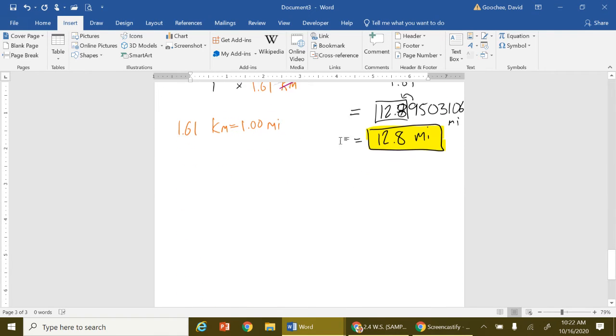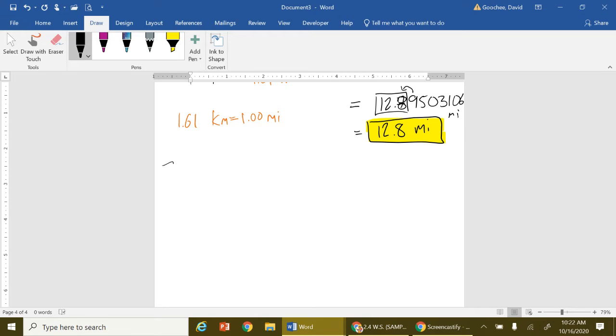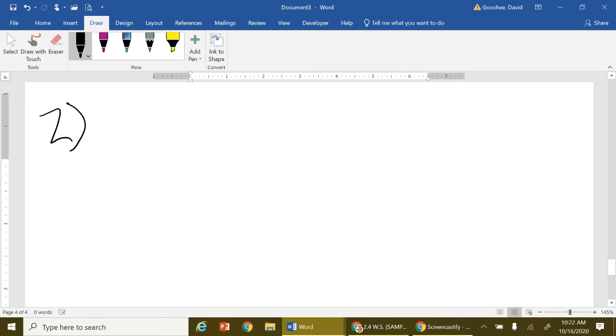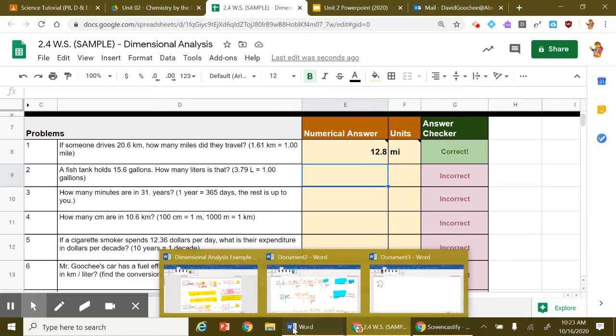Okay. So, let's do number 2 now. Once again, problem number 2 on my sheet, at least, is we are trying to convert. Here, a fish tank holds 15.6 gallons. How many liters is that?